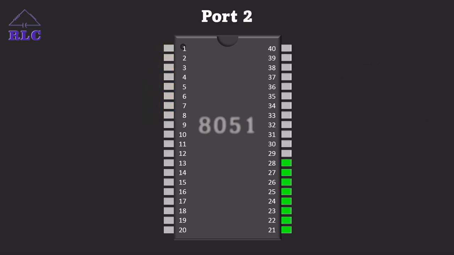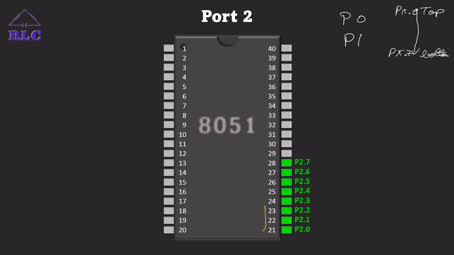In port 2, the main difference is that in port 0 and port 1, we have seen the pin number increases when we move from top to bottom. That means Px.0 increases to Px.7, like this. But in port 2, it is different. It moves from bottom to top, only in port 2.